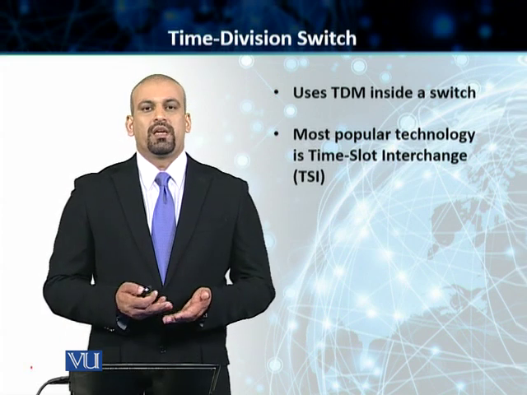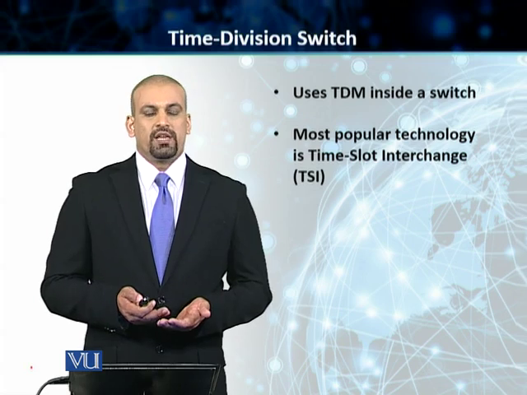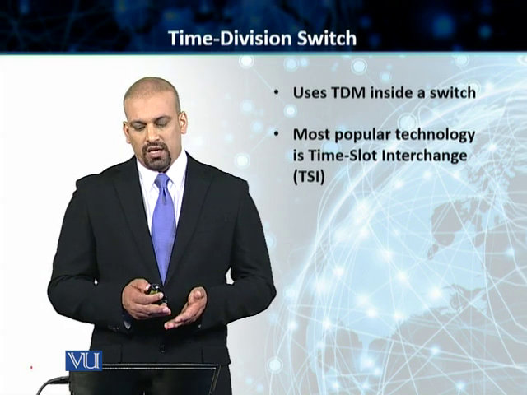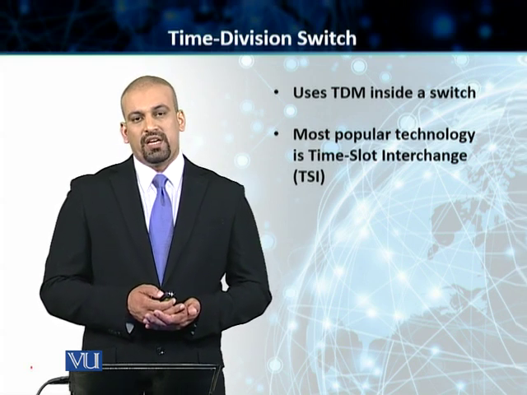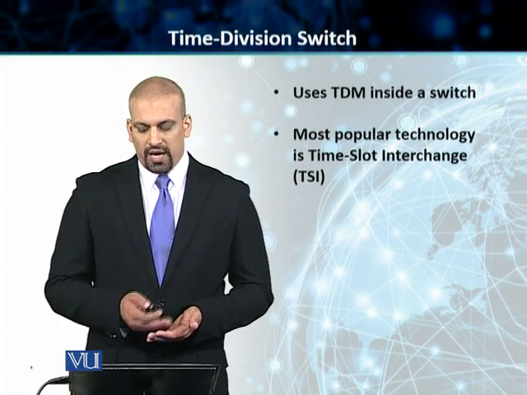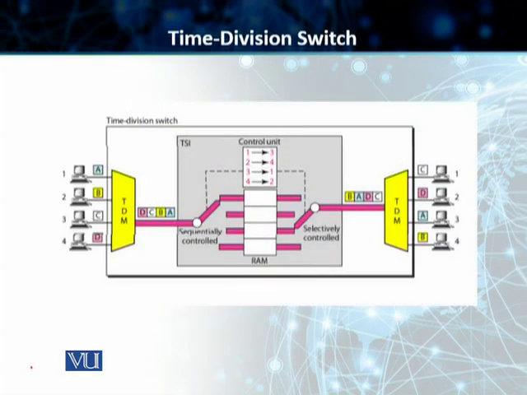Now students, let's talk about the second type when it comes to the structure of a switch, and that's a switch that uses time division switching. Students, in this particular case, the time division switch uses TDM inside it, and the most popular type of time division switch is called a time slot interchange, or TSI. Students, on the slide you can see that we have a time slot interchange switch, or a TSI. There are 4 input lines and 4 output lines in this particular case.